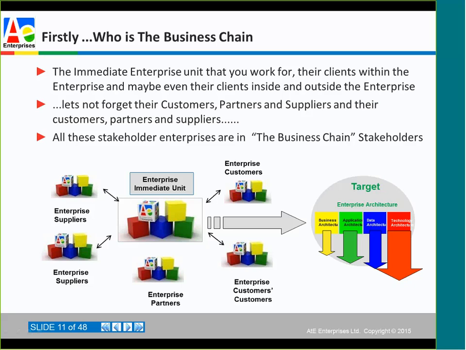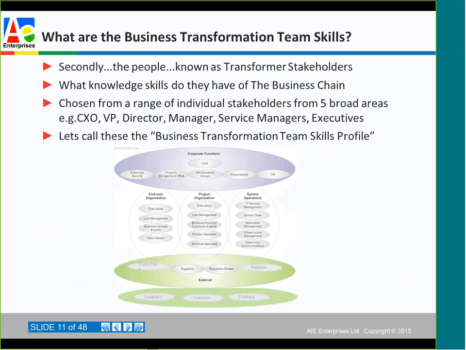Secondly, the business transformation team themselves. I'm going to call them the transformer stakeholders. They're the business stakeholders who are doing that transformation, helping to move it on its way, even if it's only a little bit each day. And that is how we need to encourage them. Think about a little bit each day. We need to understand what sort of knowledge and skills they have, what they bring to the party, but also what knowledge and skills they need to develop, because quite often many of them may not have had any direct involvement with the business chain.